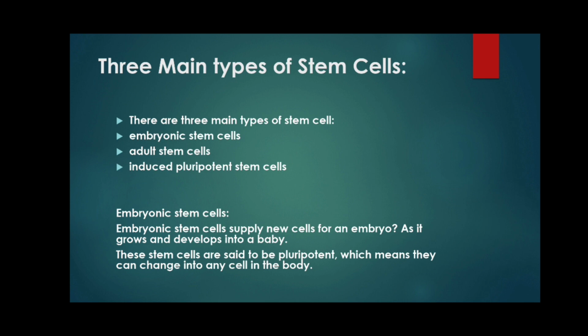The embryonic stem cell is the stem cell that supplies new cells for an embryo as the embryo grows and develops into a baby. So this is the stem cell which is a boon for those parents who do not have a baby.